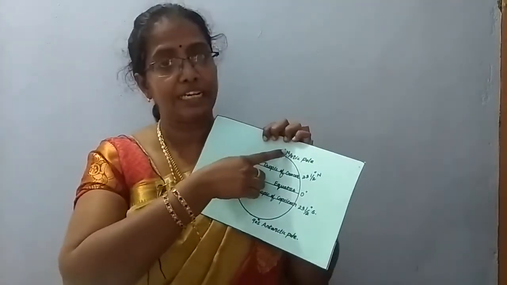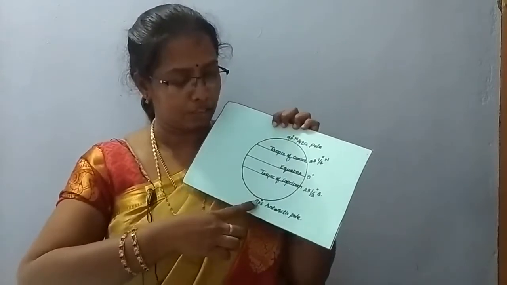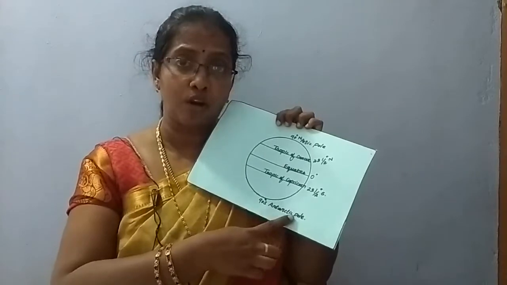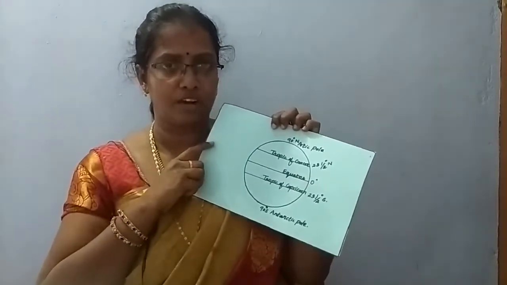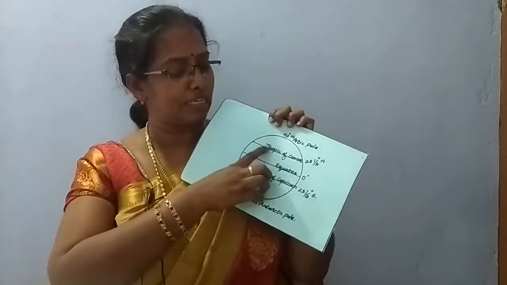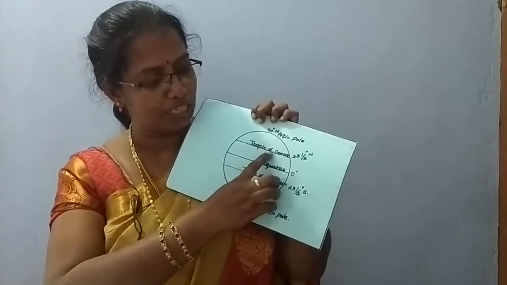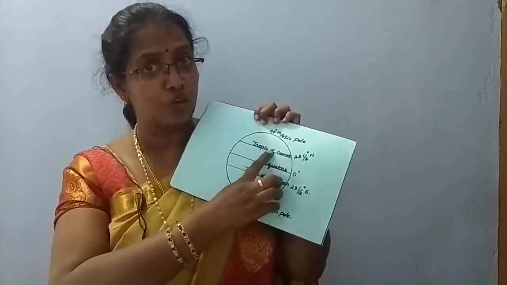Moreover, this is 90 degree north, that is the Arctic circle. This one is 90 degree south, the Antarctic circle. You might have learned this in the lower classes itself. But why am I showing the Tropic of Cancer? Because here is India, and the Tropic of Cancer divides India into two equal parts.